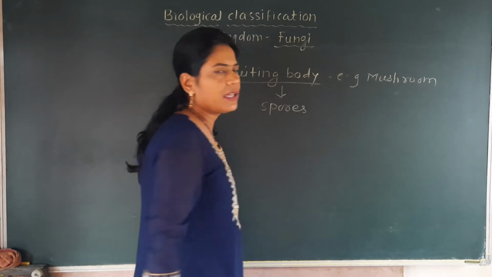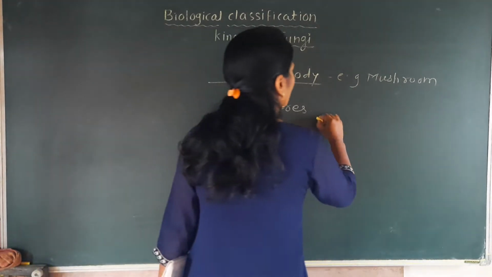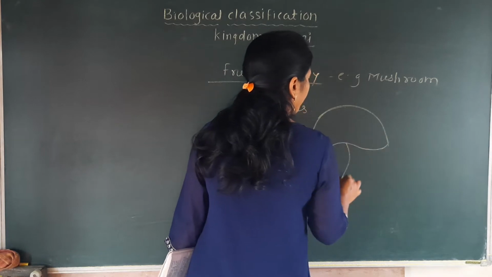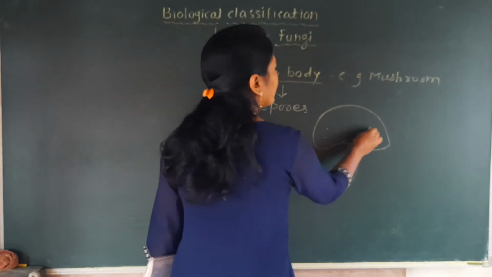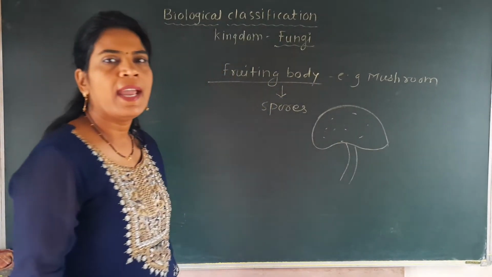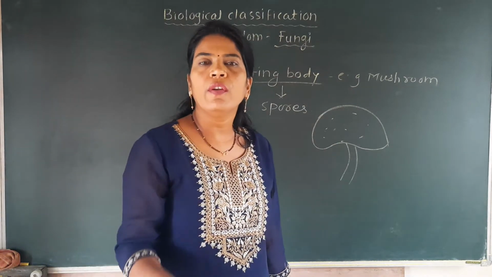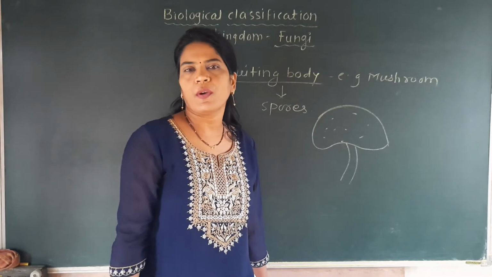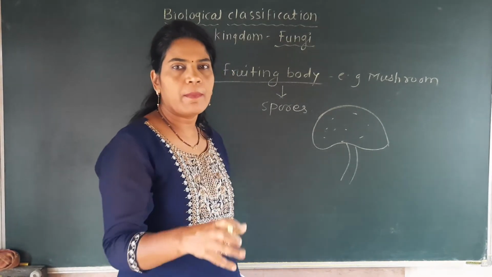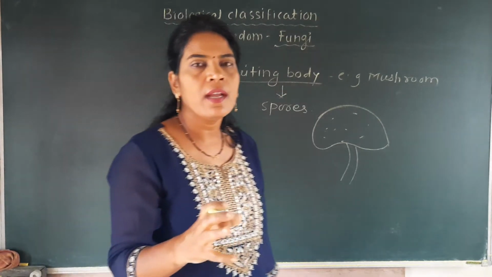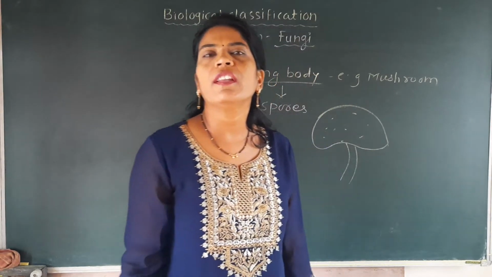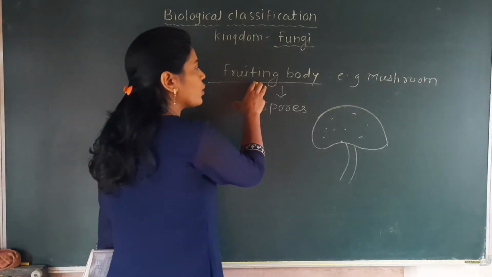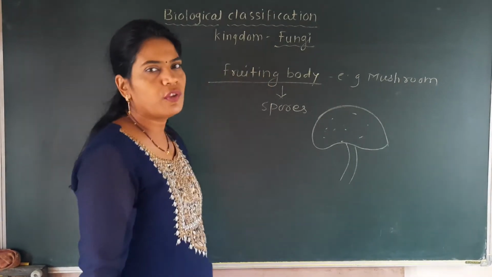Okay, in last lecture we have seen the structure of the mushroom. This mushroom looks like the umbrella. Okay, this is called as the fruiting body of the mushroom, and in that fruiting body you will find the spores. These spores are responsible for the reproduction. Okay, so keep in mind the fruiting bodies are the body in the fungi which always produce the spores. So what is the function of the fruiting body? It is a structure of the fungi which produce the spores.